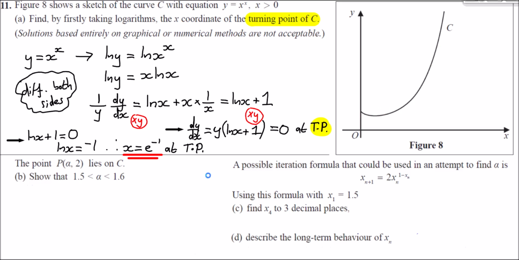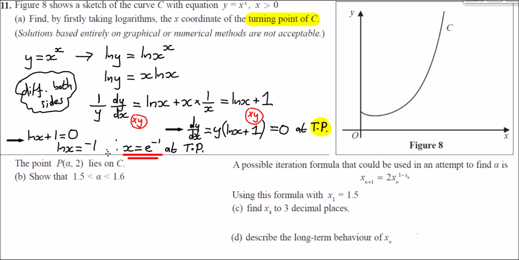curve's continuous, then if we try 1.5 and it's, for example, lower than 2, then we go to 1.6 and it goes above 2, that will prove there's a solution between 1.5 and 1.6, because it can't go below 2 to being above 2 without going through 2 if the curve is continuous, which is what it is.